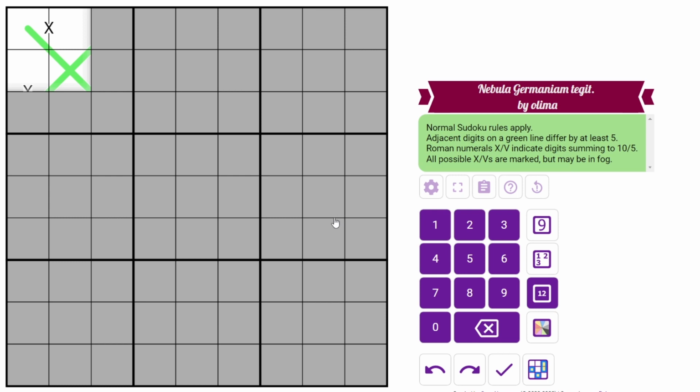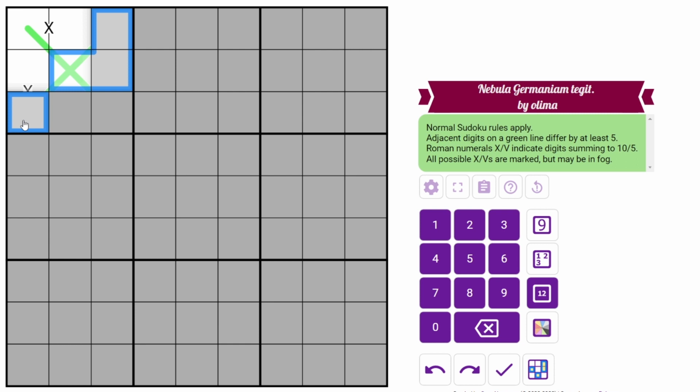And today we are going to do a Sudoku, which is a power 4. So, let's start by reading the rules. This is a normal Sudoku rules affair. That means each row, each column, and each 3x3 box must have digits 1 to 9 only once. Adjacent digits on a green line differ by at least 5. So, there are these green lines, and any two digits should have a difference of at least 5.